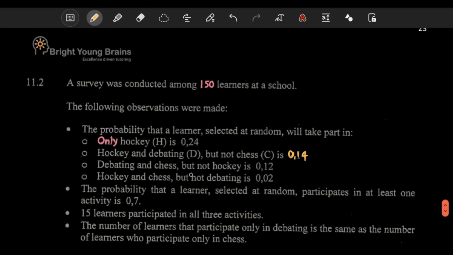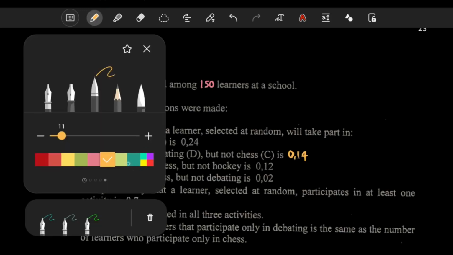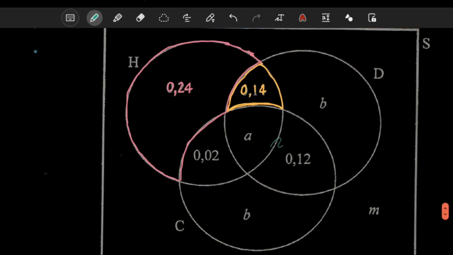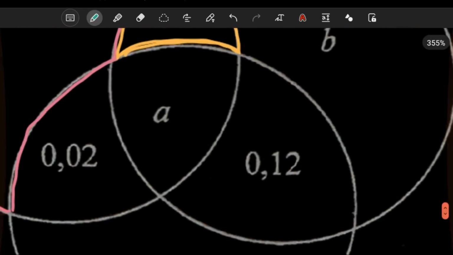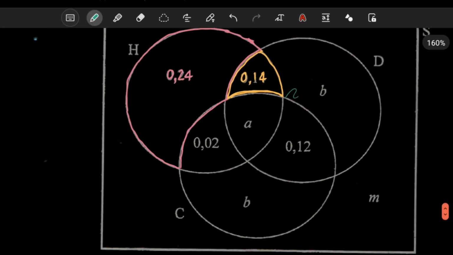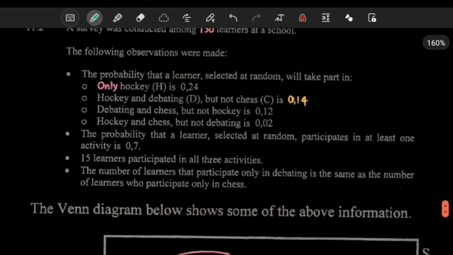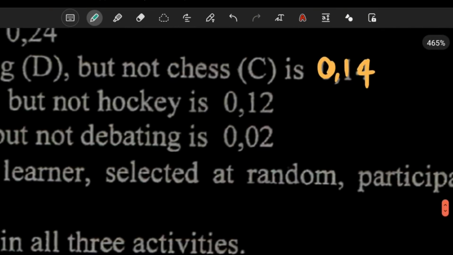Next, they said debating and chess but not hockey is 0.12. So obviously debating and chess without hockey. See, we're excluding everything that has to do with hockey. So only debating and chess go here. There we go. Things are looking up. So it's color coded, you know what I'm saying?